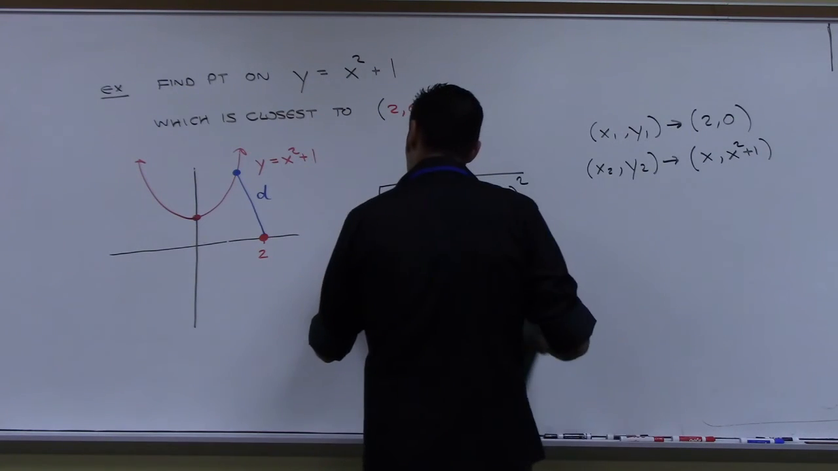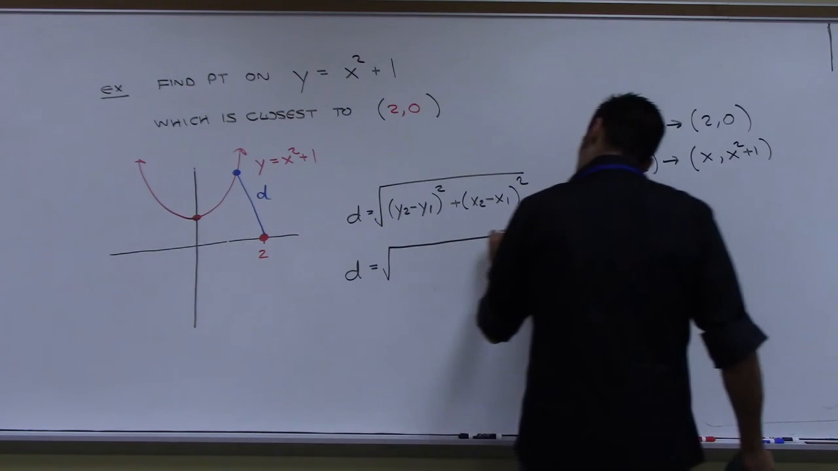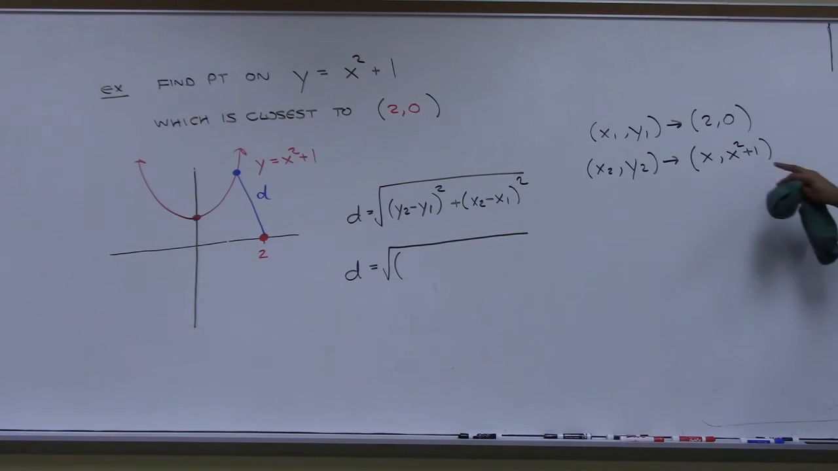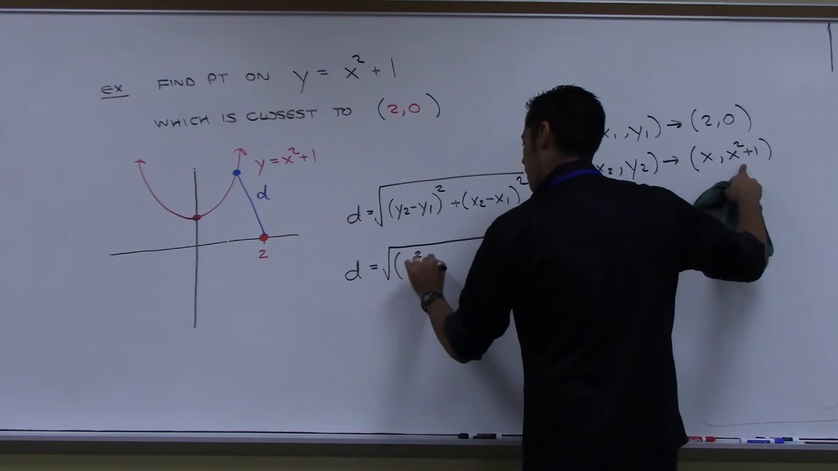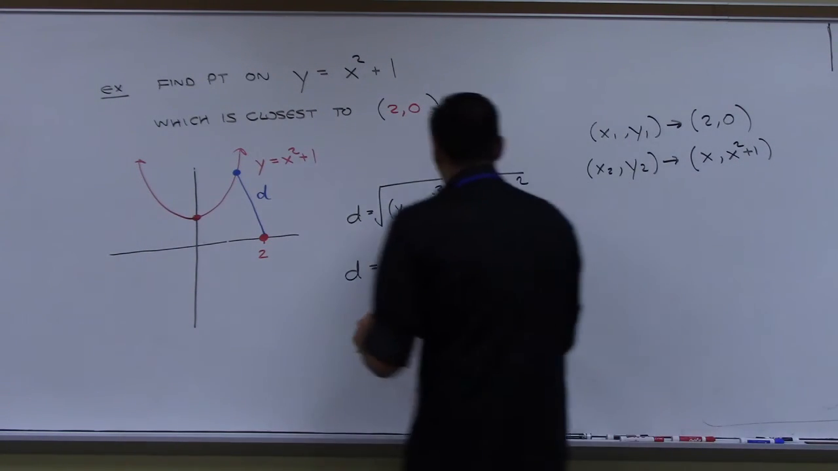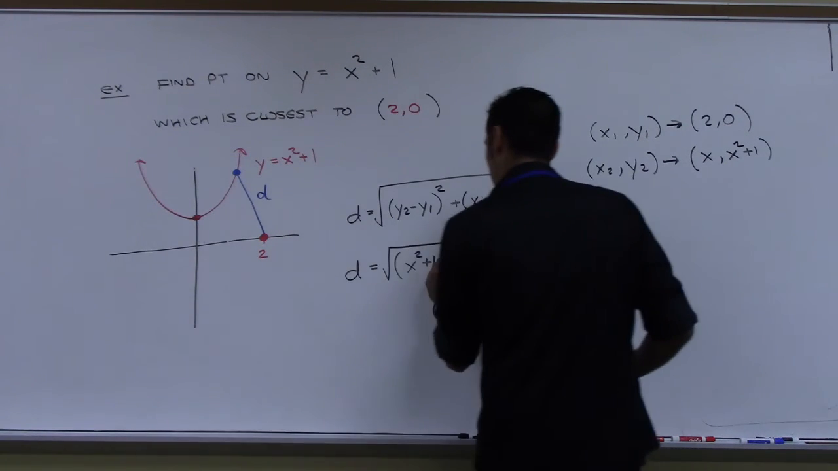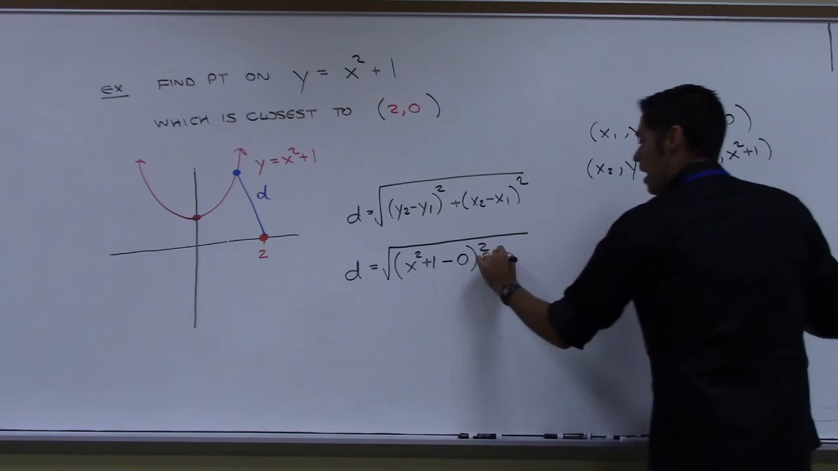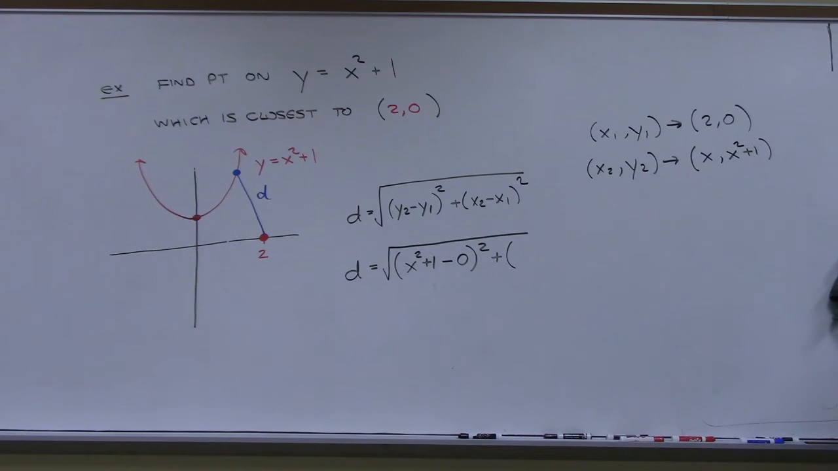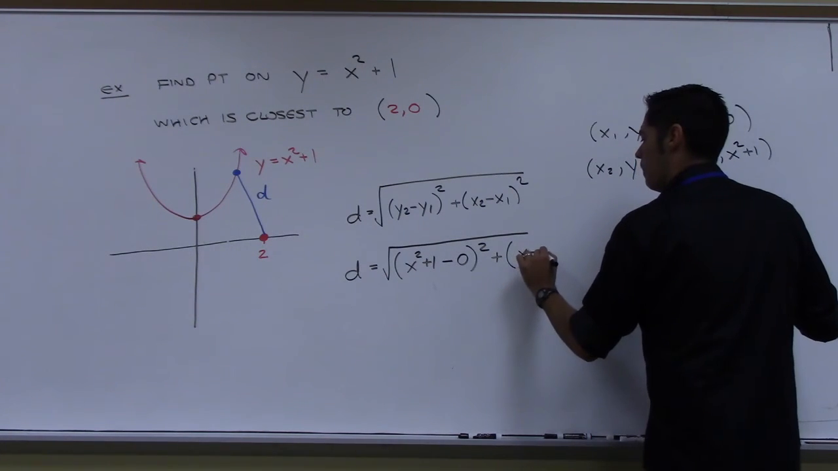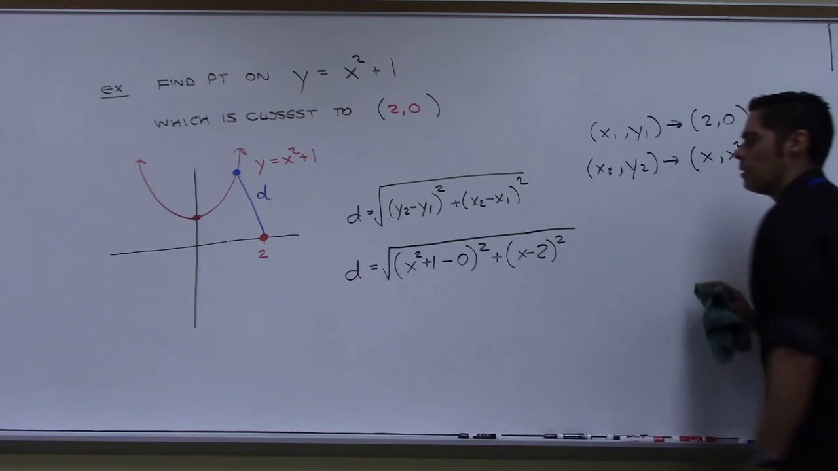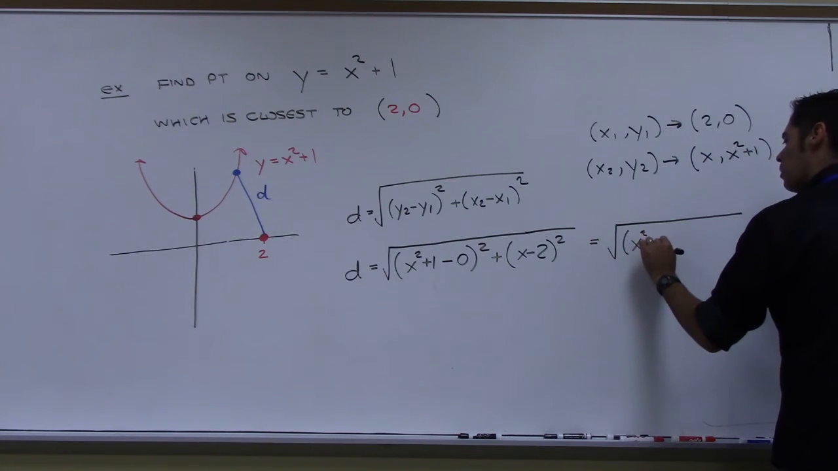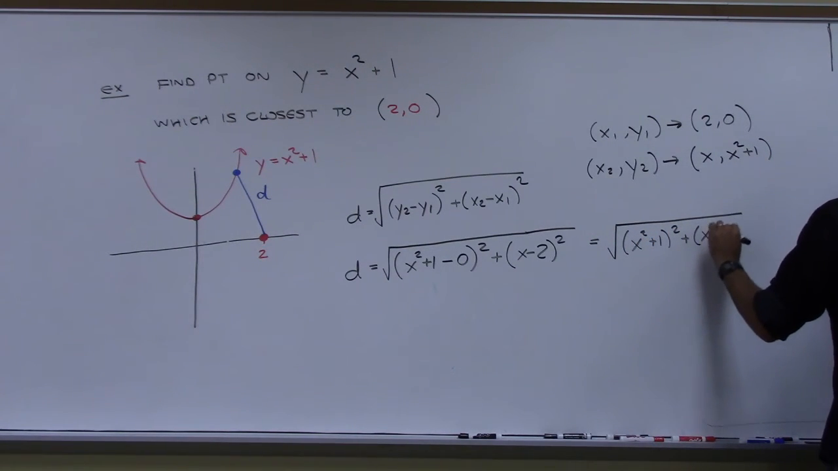So the d that I'm looking for is the square root of, okay, y2, which for me is x squared plus 1, then minus y1, which is 0, and then that quantity squared, plus x2, which is x, minus 2, squared. I didn't need that 0 in there, so I'm just going to put the square root of x squared plus 1 squared plus x minus 2 squared.